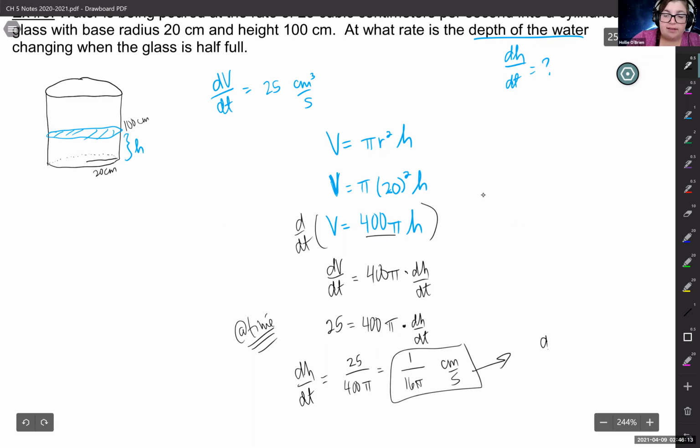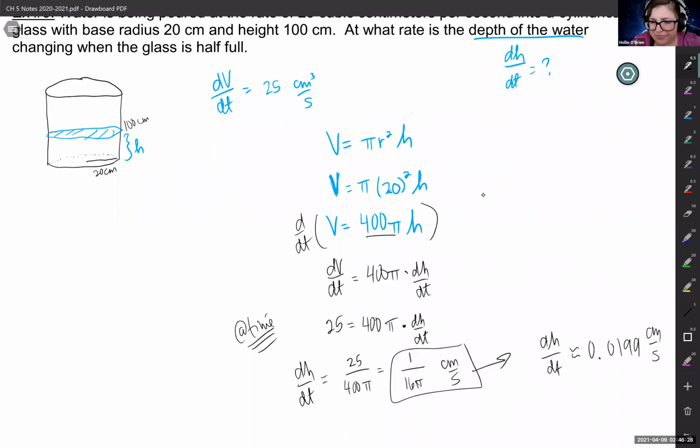Or if you're like, nah, I need a number, you could plug it into your calculator. 0.0199 centimeters per second. So literally, not even a millimeter. It's really, really nothing. Like a fifth of a millimeter per second. So it's very, very slow, because this is a huge tank, very large. So that's it. All right, we finished the notes.